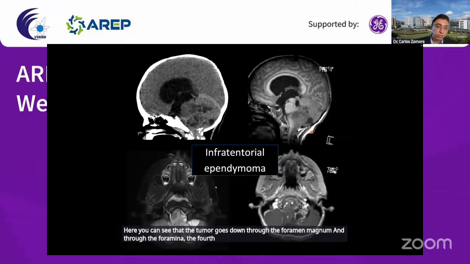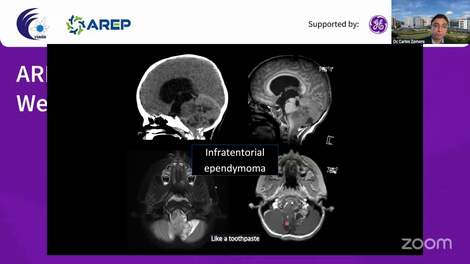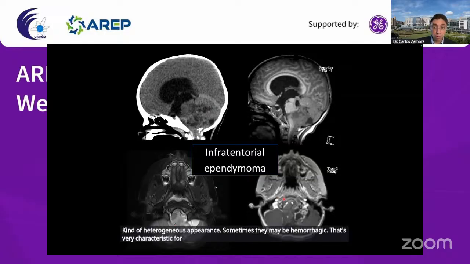These are tumors that are very soft, right? So they tend to go into the path of least resistance, right? Some of what people talk about or refer to as a toothpaste type of spread, right? But the presence of calcifications, cystic changes, and kind of heterogeneous appearance. Sometimes they may be hemorrhagic. That's very characteristic for an ependymoma.